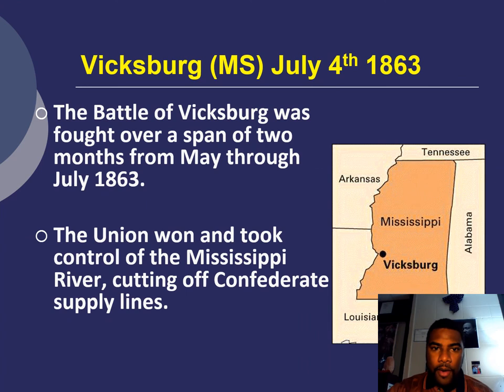All right, Vicksburg, Mississippi, July 4th, 1863. The Battle of Vicksburg was fought over a span of 2 months from May through July 1863. The Union won and took control of the Mississippi River, cutting off the Confederate supply line.